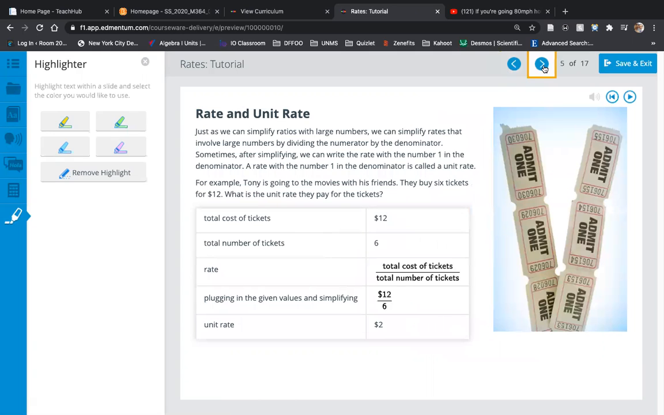All right, so this was the different example where you spent $12 for 6 tickets, divide, you got a rate of $2.